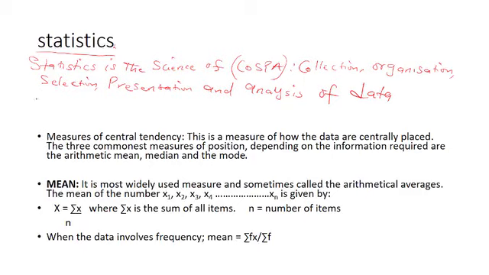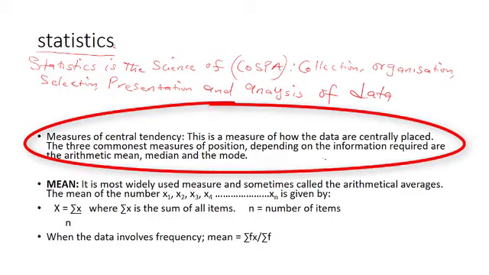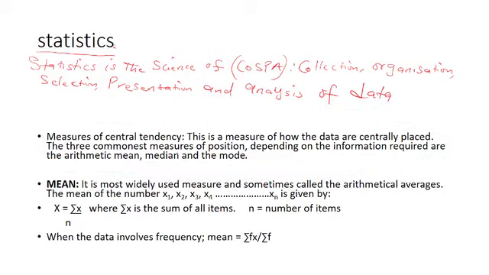Now, under statistics, there are certain things that we really need to measure. Under them, we have measure of central tendency and measure of dispersion. Now, under measure of central tendency, which will be our focus for now, this is a measure of how the data are centrally placed, while measure of dispersion talks about how data are spread. So that's the difference between them. Measure of central tendency talks about the center of a data, while measure of dispersion talks about how wide data is.